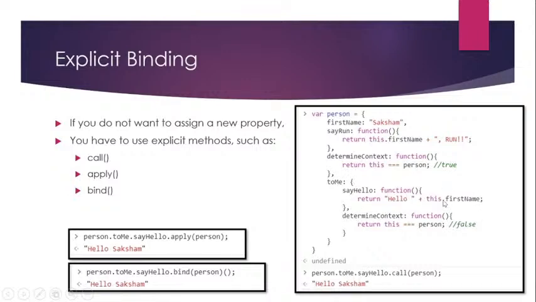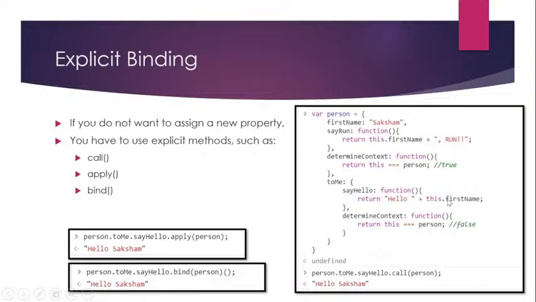Now this keyword here should refer to the toMe object according to the implicit binding, which says that this keyword should refer to the closest parent of the object in which the function is being used with this keyword. Okay, now this.firstName, if it's referring to the toMe object, then in the toMe object there is no property to be called upon this.firstName, and so it will return undefined.